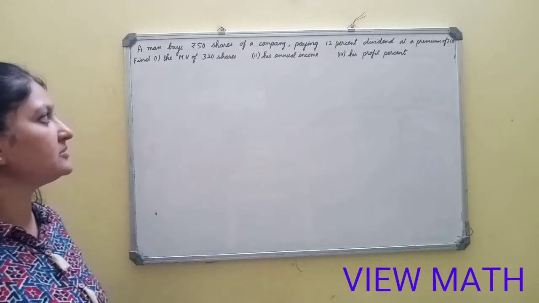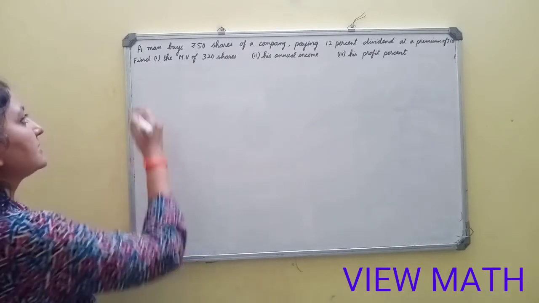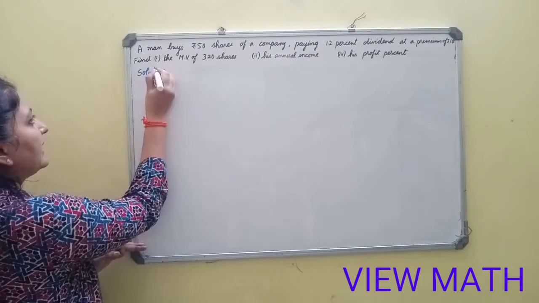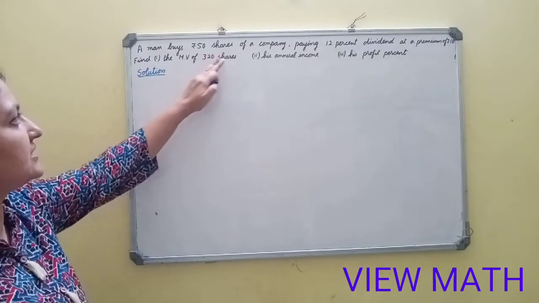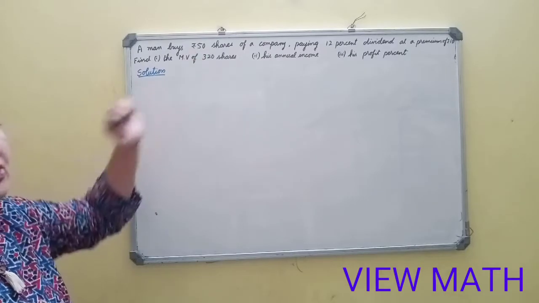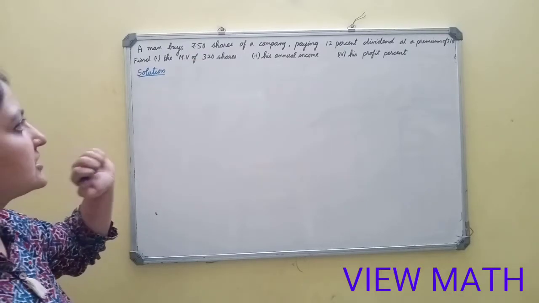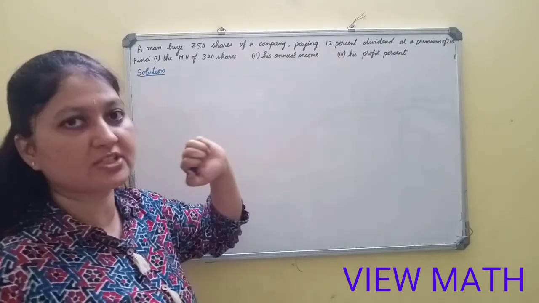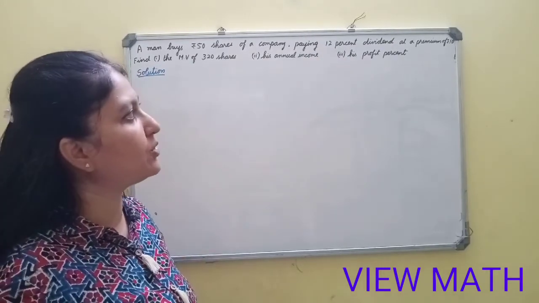Let's see the next problem. This is also very simple. Same like the previous problem. A man buys rupees 50 shares of a company. That is nominal value is rupees 50 shares of a company paying 12% dividend. Rate of dividend is 12% at a premium of rupees 10.